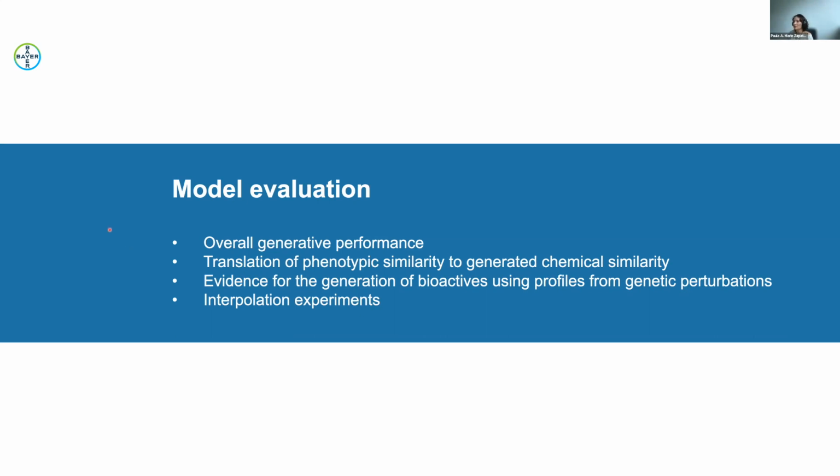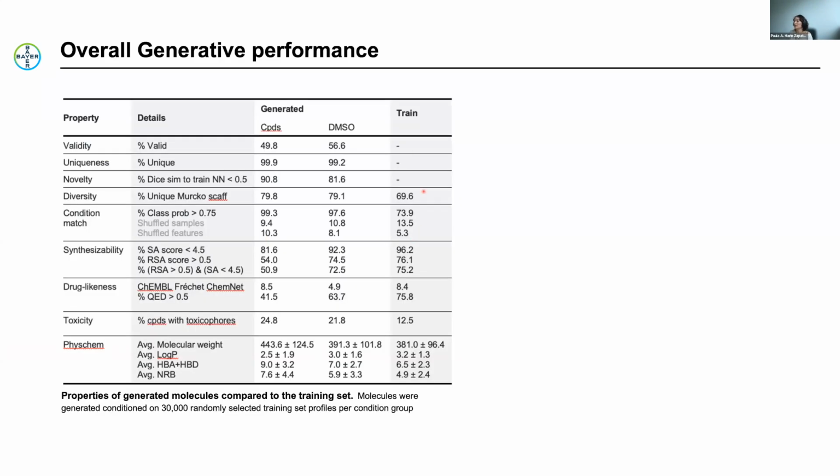So starting with the overall generative performance, we condition the generator on 30,000 randomly selected profiles per condition group, so from compounds and DMSOs, which are negative controls, and computed several properties of the generated molecules. I don't want to go too much into detail on this table, but what we can see is that we have an okay validity, so we only get a validity of about 50% of the molecules.